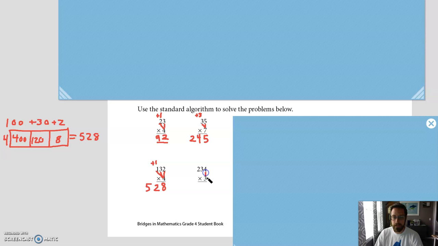So if I do 3 times 4, that's 12. So I'm going to do that, carry my plus 1. 3 times 3 is 9, plus 1 more is 10. So I put my 0 and carry a plus 1 above the 2. And then 3 times 2 is 6, plus 1 is 7. So I would get 702.